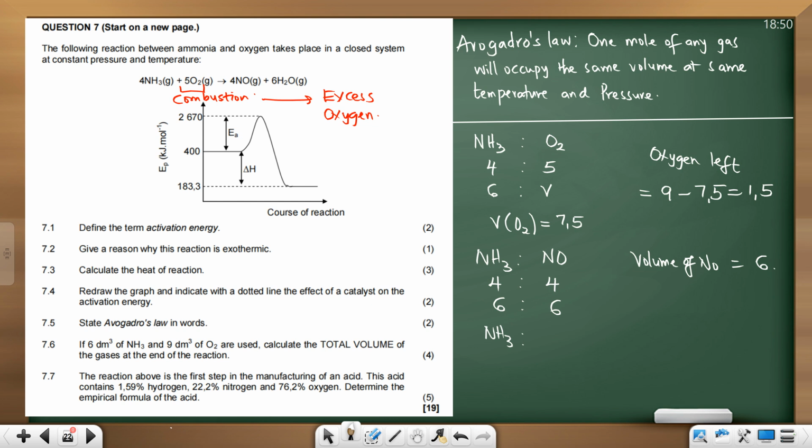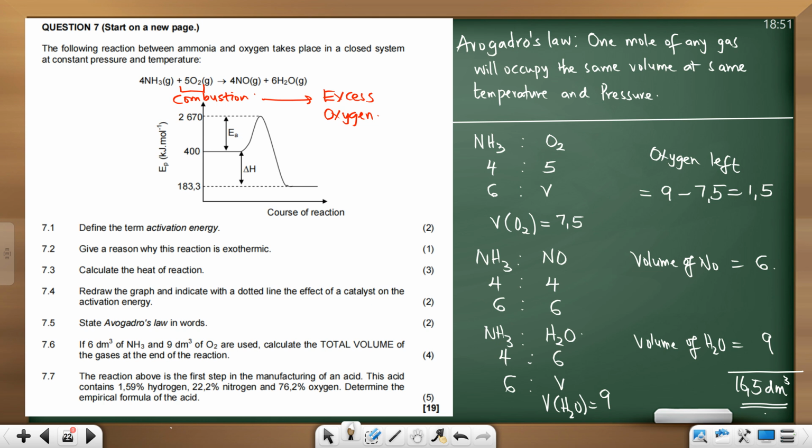I'll go back to the table, and water 4 to 6. But I have 6 there. What is the volume produced here? 9. Because that will be 36 divided by 4. So volume of water is 9. Total volume would be what? 9 plus 6, 15. 15 plus 1,5, 16,5 dm cube.